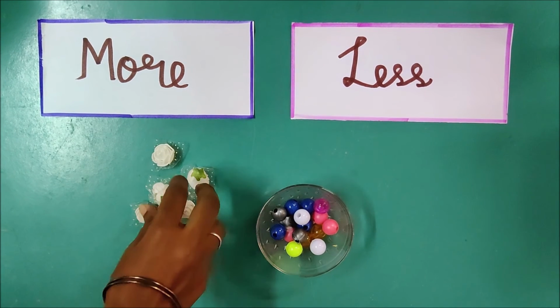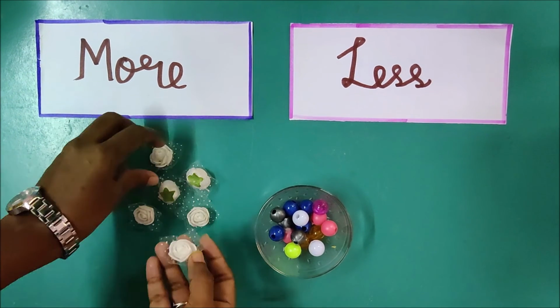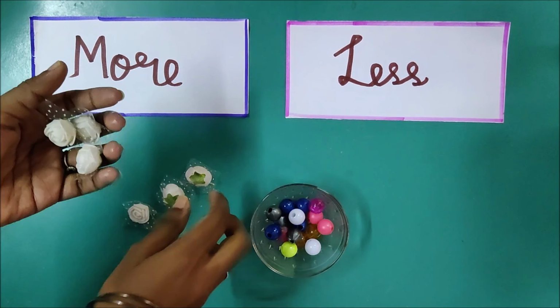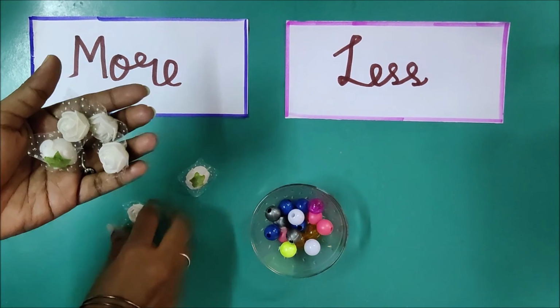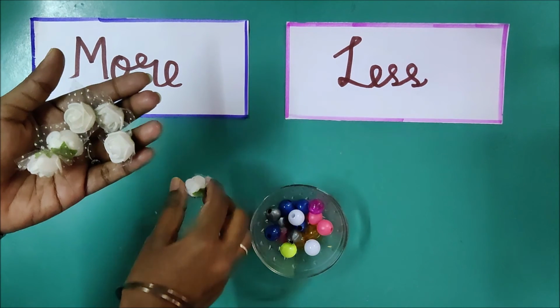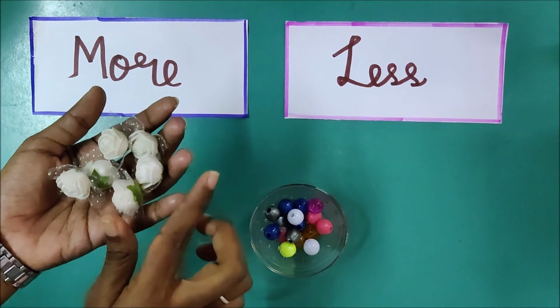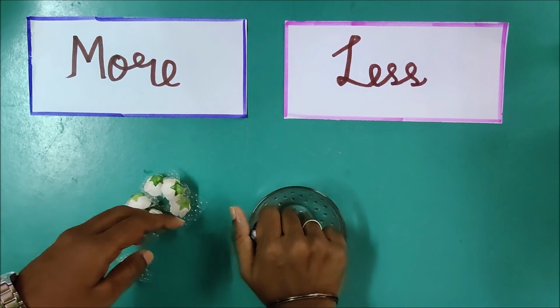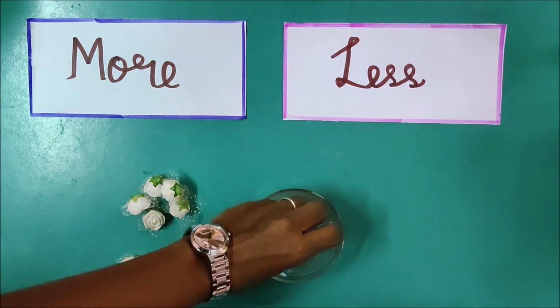Now I have flowers and beads. Shall we count the flowers? Okay. 1, 2, 3, 4, 5 and 6. How many flowers do we have? We have 6 flowers.